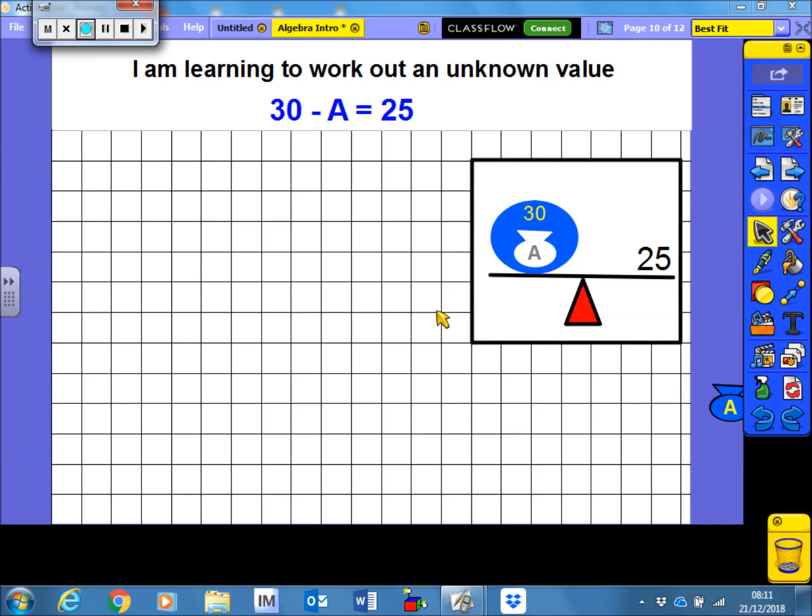Hi guys, in today's video we're going to be learning to work out an unknown value where the value that we're trying to work out has been subtracted from a larger value. Now the concepts in this video are slightly more challenging, and so you're going to need a really good grounding in the basics of algebra before progressing onto this.